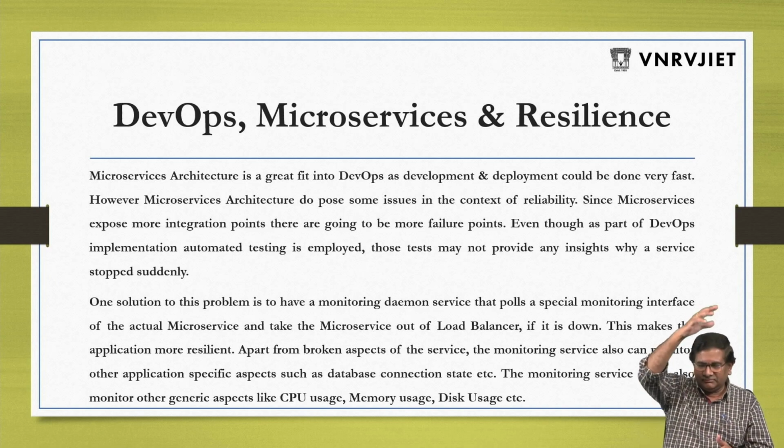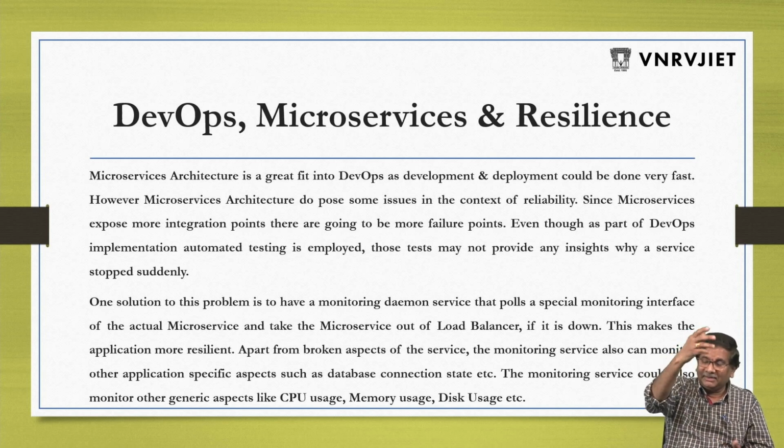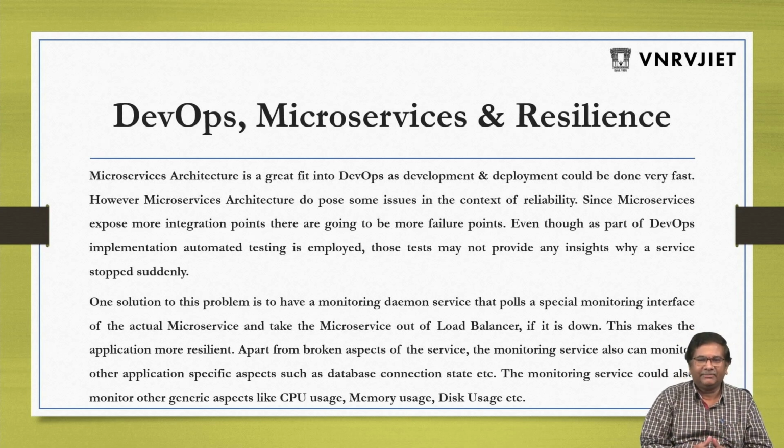So for example, there are a bunch of microservices running. Suddenly one microservice is down. It is being load balanced, and its instance is still there, but it's not working anymore. How do you know it's not working? One way is to run another background service, a daemon service, which keeps polling all these services. Once it finds that one is down, just take it out of the load balancer. Maybe you create another one and add it, but take the failed one out. The daemon service can do that. This makes the application more resilient.